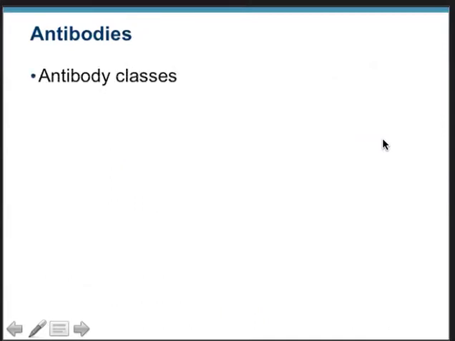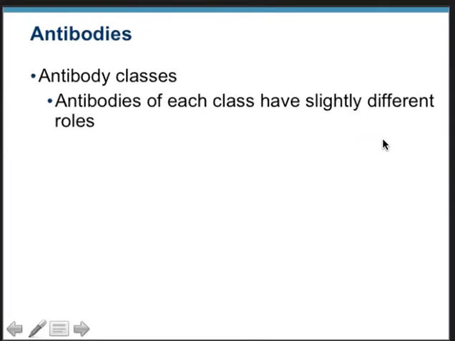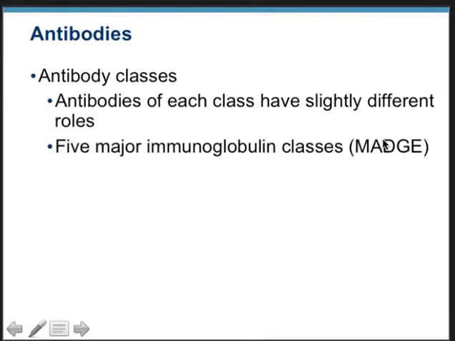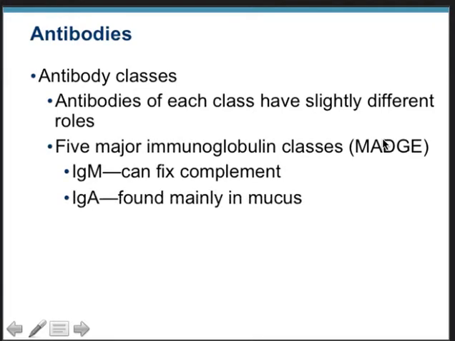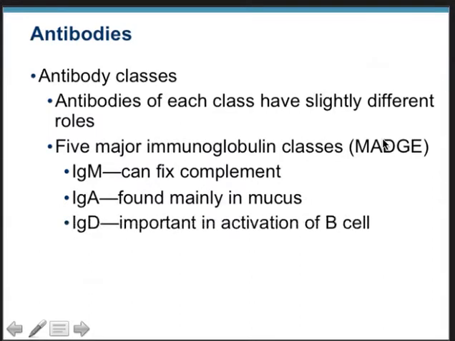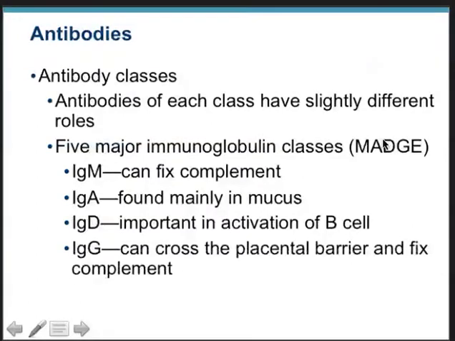So there are also different classes of antibodies. Each class has a slightly different role. There are 5 major immunoglobulin classes. IgMs can fix complement. IgAs are found mostly in mucus, and IgDs are important in the activation of B cells, while IgGs can cross the placental barrier and fix complement, and IgEs are primarily involved in the allergic response.